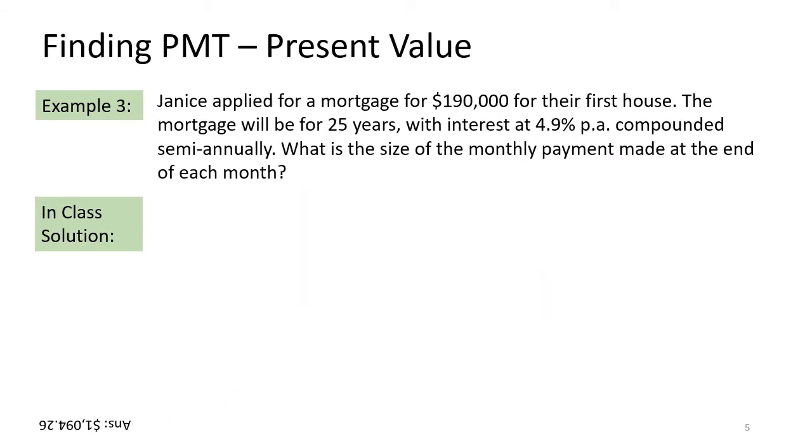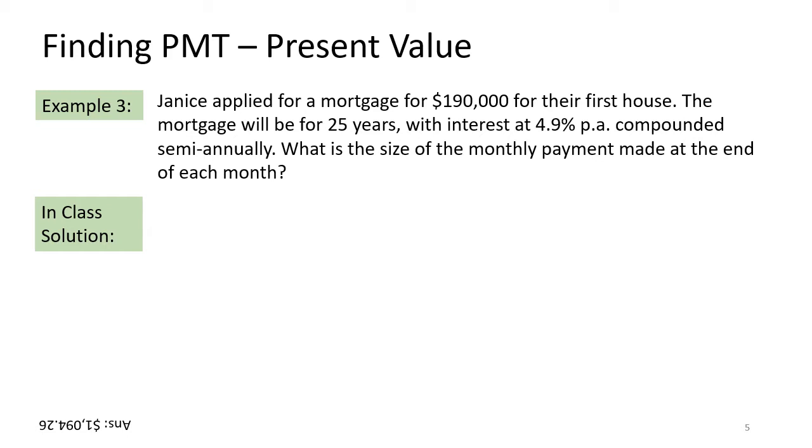Now let's look at, again, finding payment, but assuming that you know the present value. Janice applied for a mortgage for $190,000 for their first house. The mortgage will be for 25 years with interest at 4.9% per annum compounded semi-annually. What is the size of the monthly payment made at the end of each month? So again, you'll see it's usually a loan for present value. In this case, it's a mortgage, which is a loan.